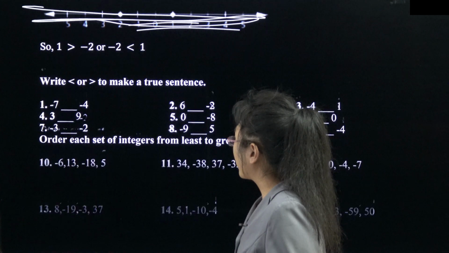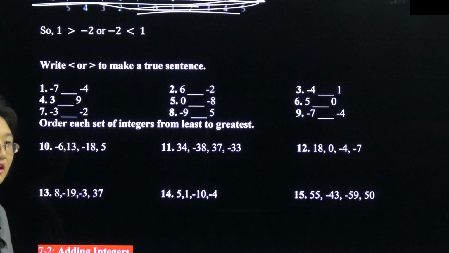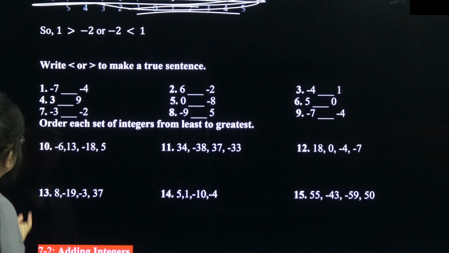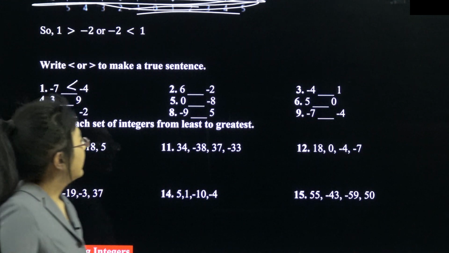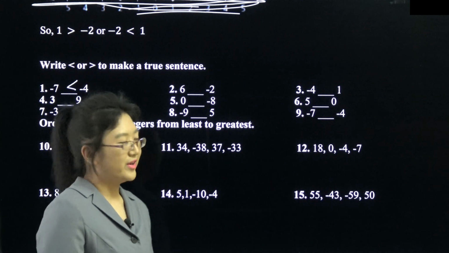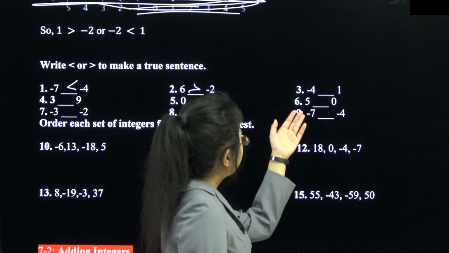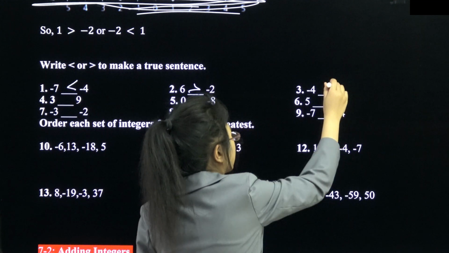So now we're going to do some ordering integers. -7 and -4. Remember what I said about ordering negative integers? The larger the number that follows the negative sign, the smaller the number is. So 7 is bigger than 4, which means that -7 is smaller than -4. 6 and -2. -2 has a negative sign. 6 does not have a negative sign. Therefore, 6 is larger. -4 and 1. 1 isn't negative. -4 is. Therefore, 1 is larger.